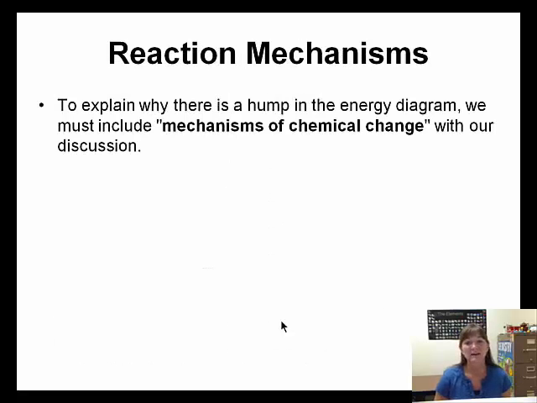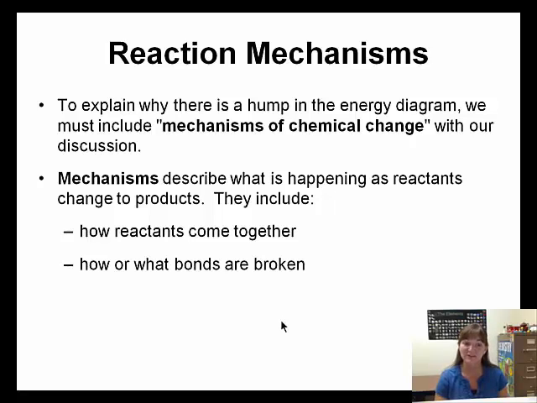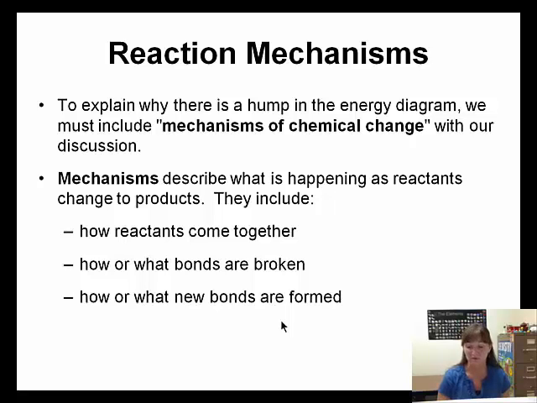To explain why there was a hump in that energy diagram, we must include mechanisms of chemical change with our discussion. So I'm going to kind of digress and go through some mechanisms. A mechanism describes what's happening as the reactants are changing into products. Some of these mechanisms are going to talk about how the reactants come together, what bonds are broken, and what new bonds are being formed.